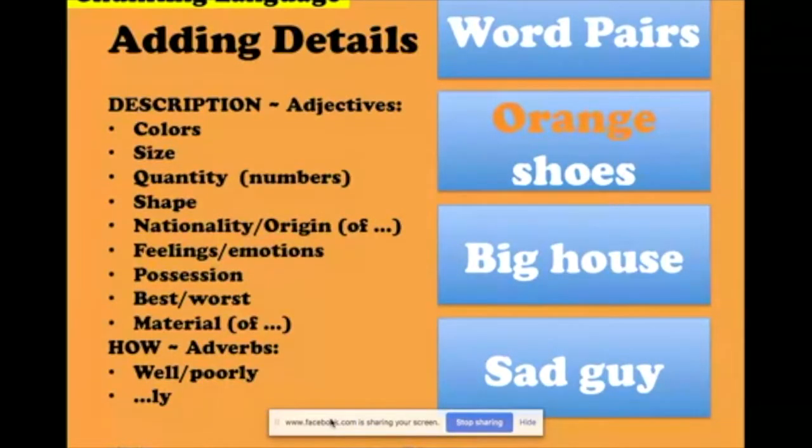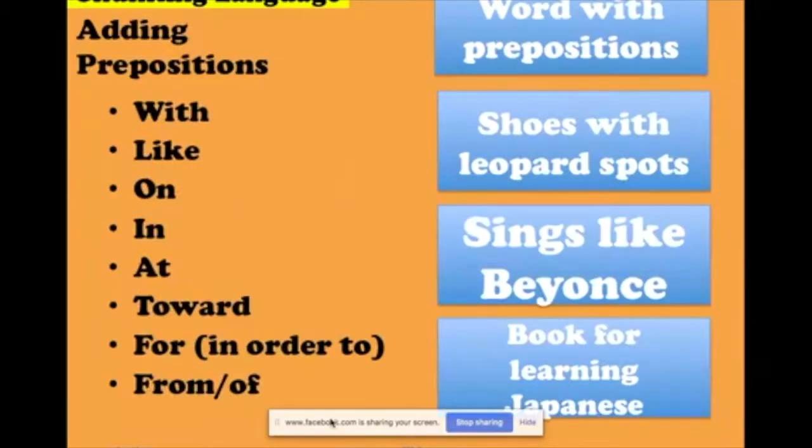Here are some examples when I'm talking about word pairs, about just adding details. You can add colors like orange shoes, size, a big house, quantity, shape, nationality or origin, feelings or emotions like a sad guy. This is where I can do possession, the best, the worst, the material. I can also do this with adverbs, any adverb of ly or well, poorly. Adding prepositions, I start to build these. For my novices, I certainly have not done all of these, but I wanted to show you this.